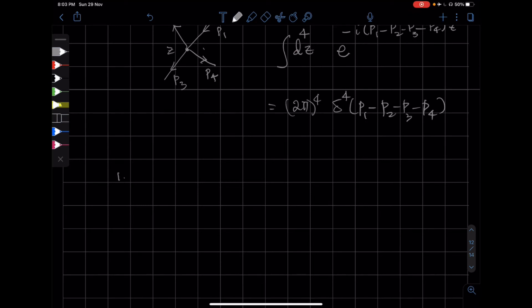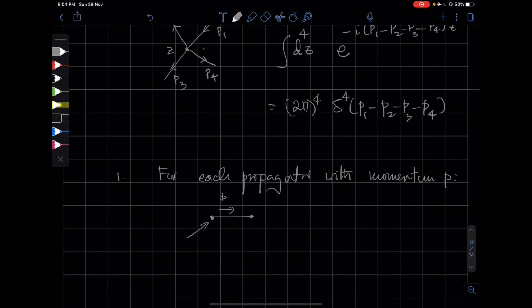So number 1 is that for each propagator with momentum, say p, so there'll be some diagram like this, where this is p. Of course, now because we're in momentum space, these lines don't have any space-time labels, so we can just represent the propagator by a line. And that's going to be given by the kernel of the Feynman propagator, that is the kernel of the Fourier transform.